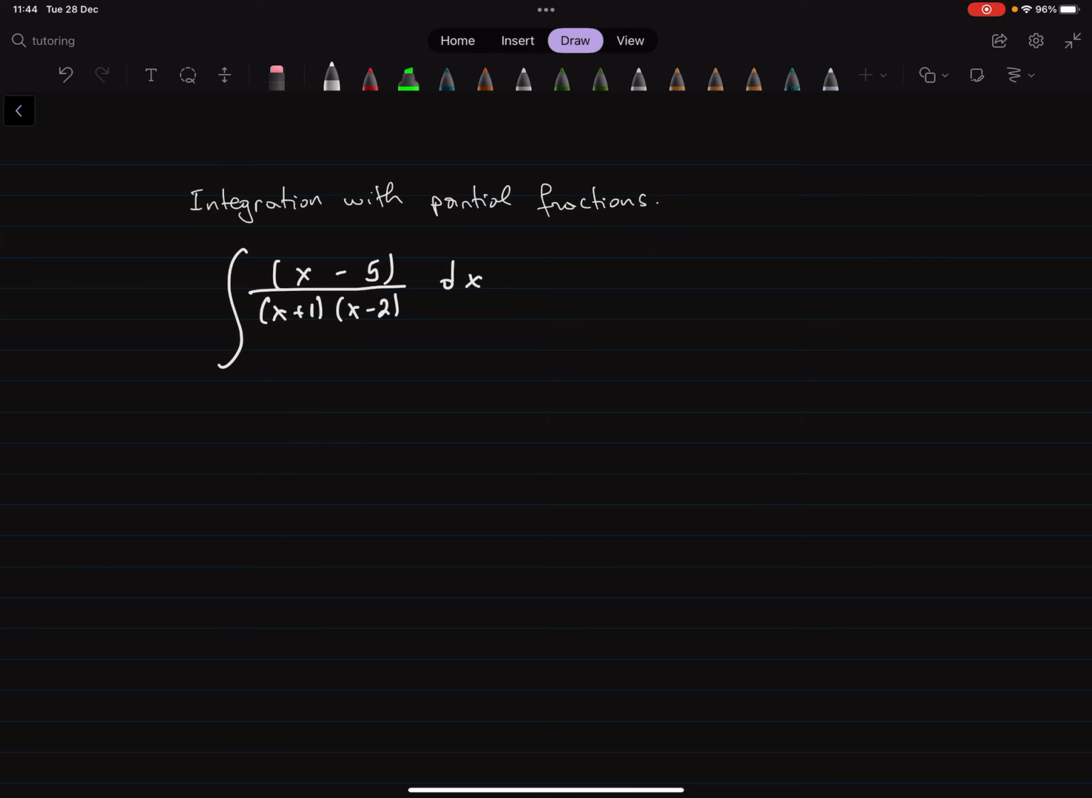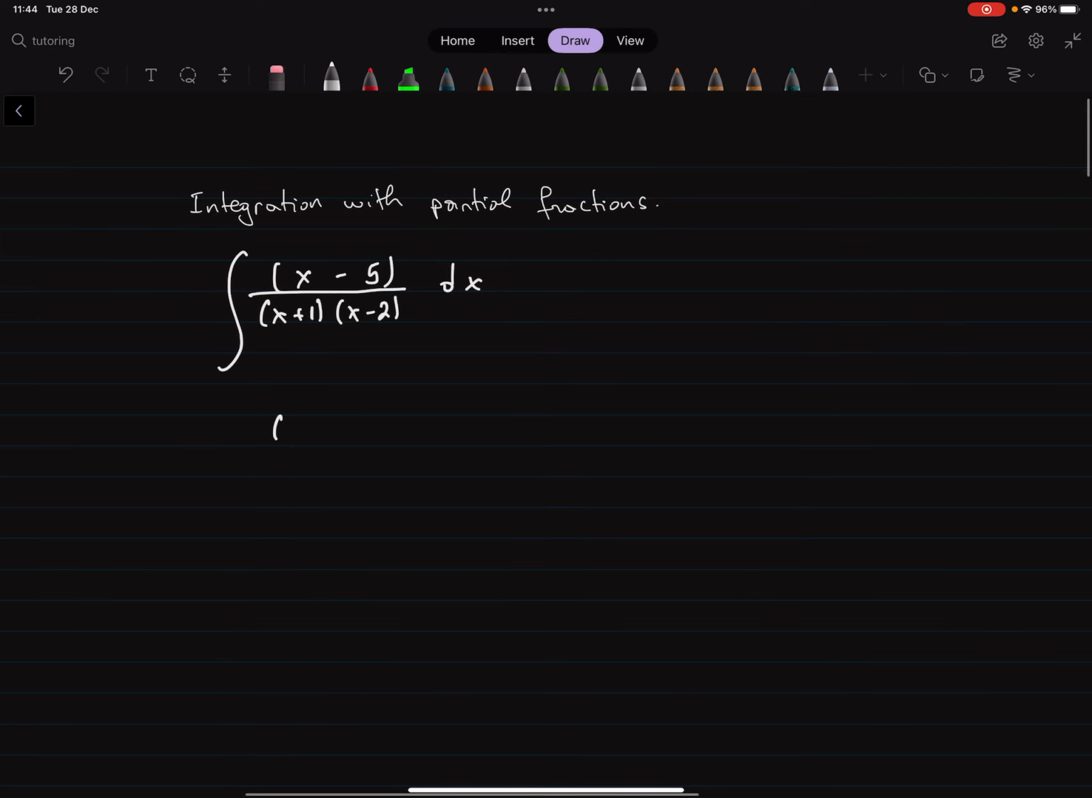So the first thing we want to do is take the x minus 5 over x plus 1, x minus 2, and make it equal to a over x plus 1 plus b over x minus 2. So the way we continue from here is that we need to multiply by x plus 1 and x minus 2 on both sides.